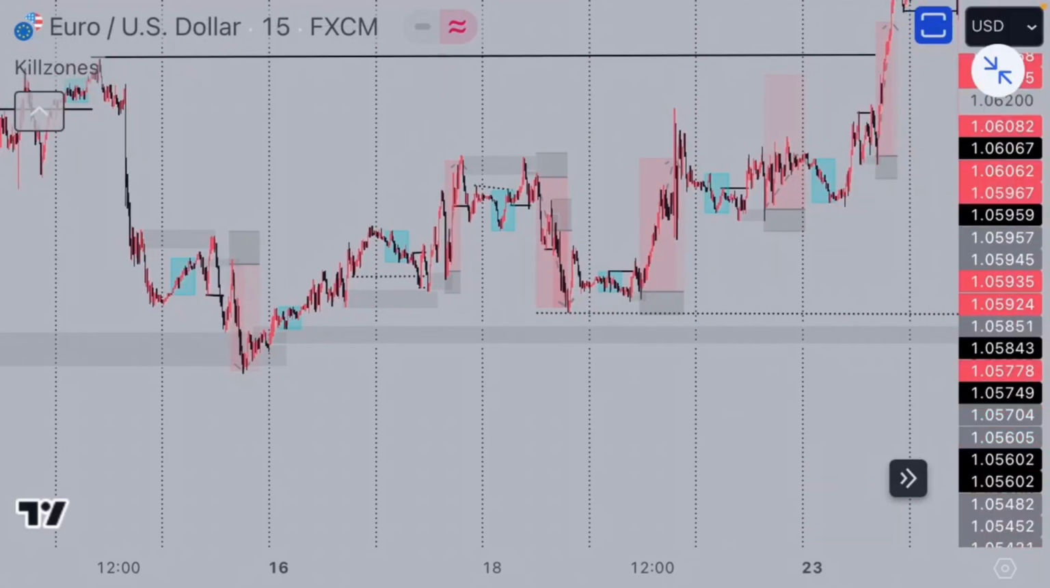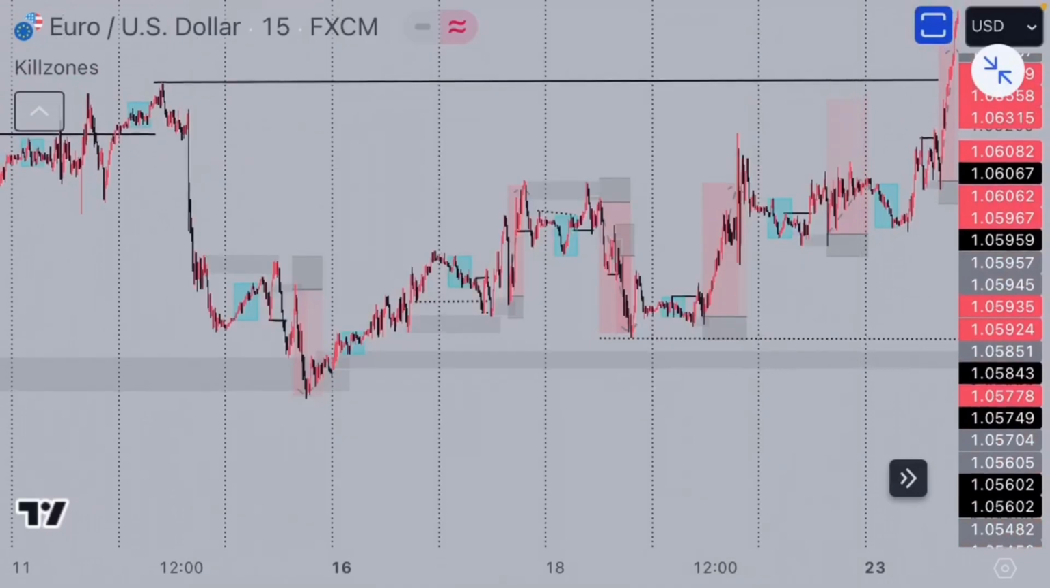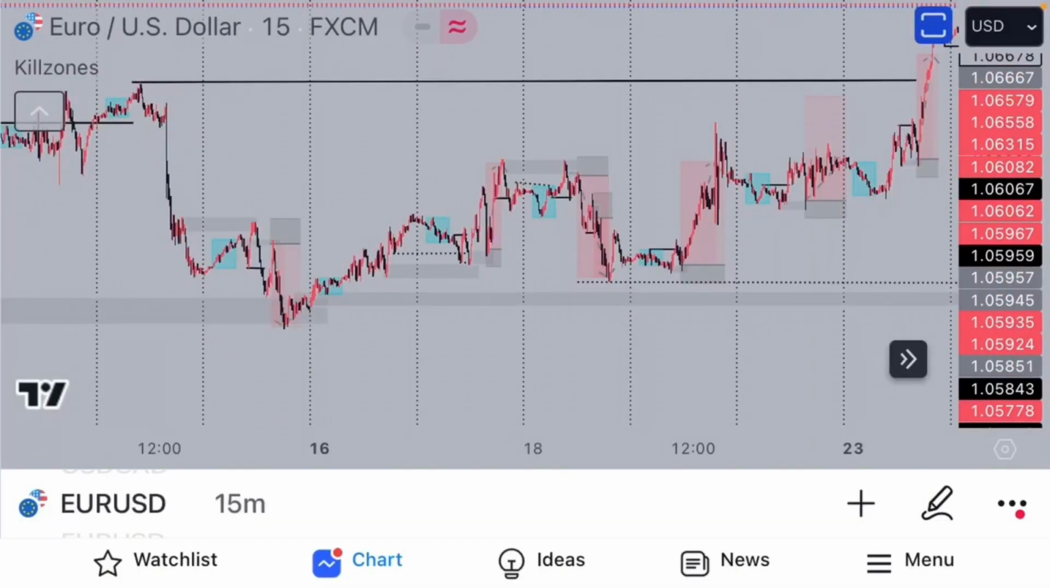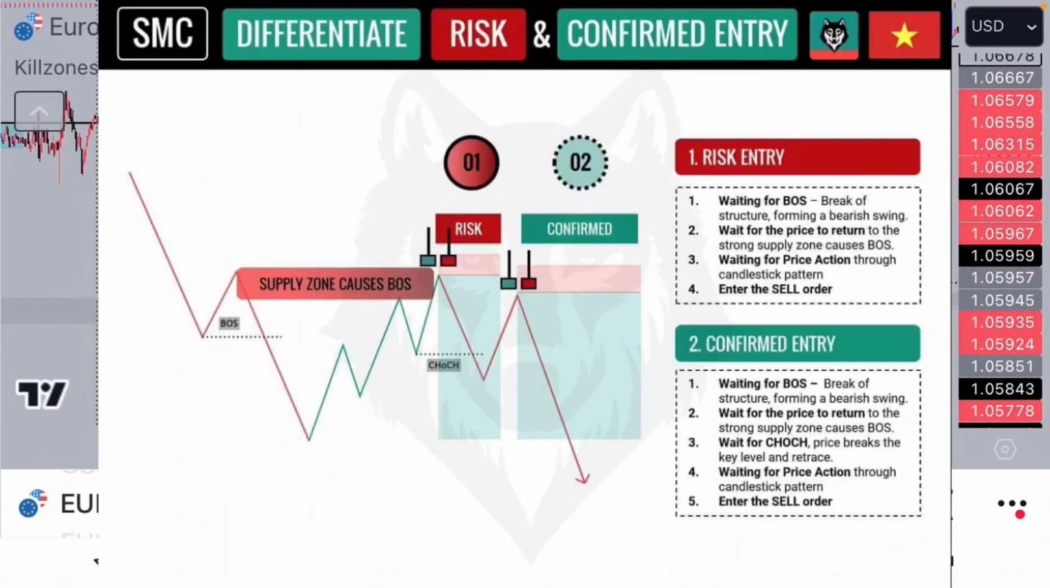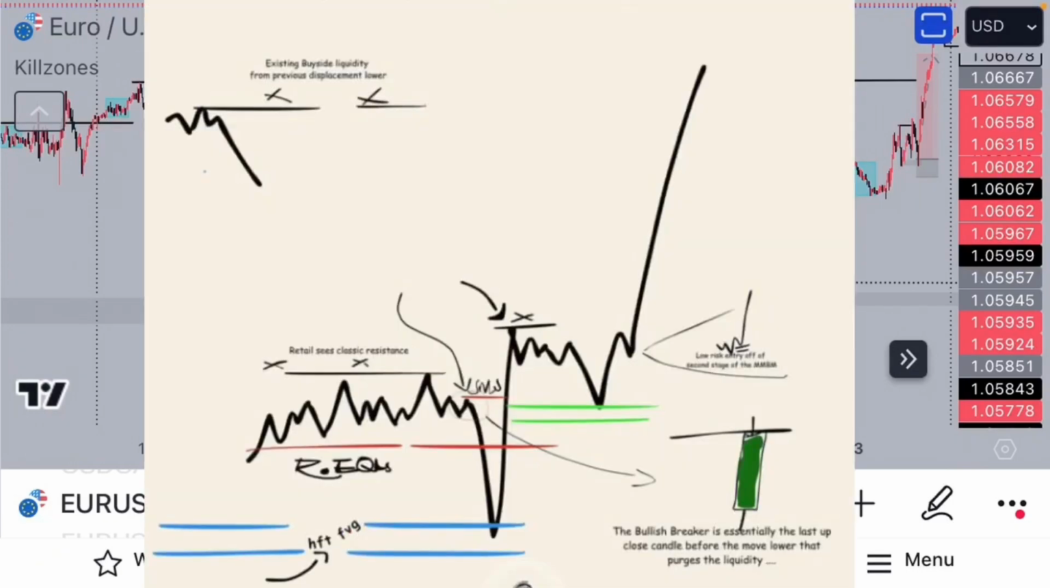So the third one is based on the entry confirmation. I have risk entry confirmation and the conservative entry confirmation. Conservative way is the QML, or you can call it choke. So choke, QML, or breaker block is my confirmation. The third one, which I just added in my strategy, is flip zone.